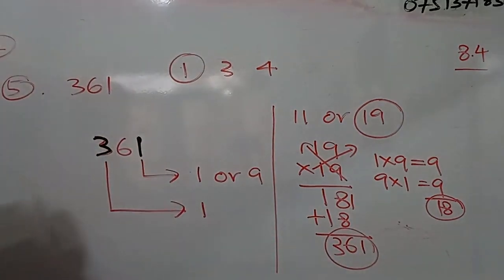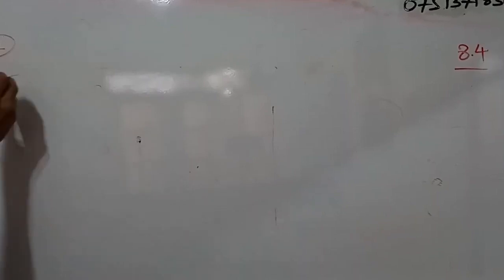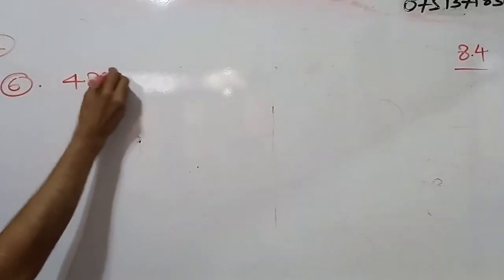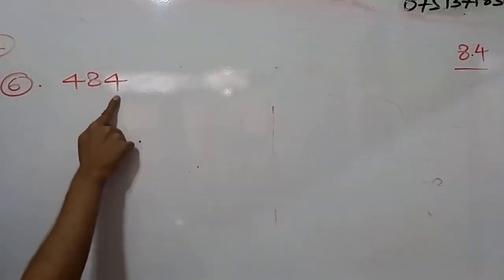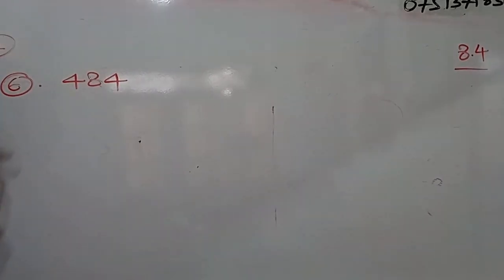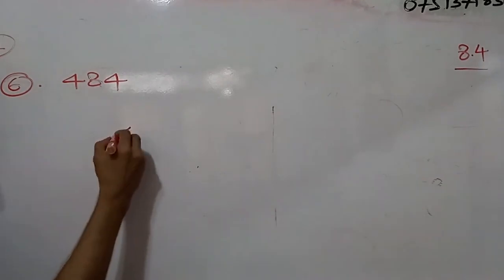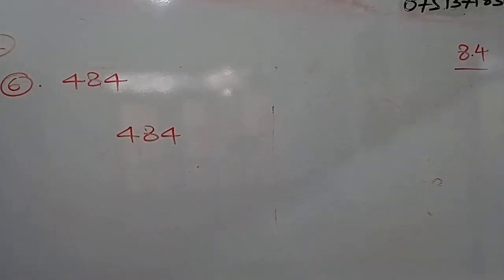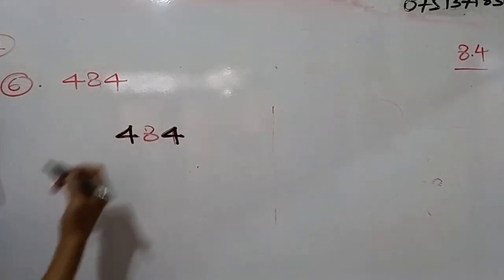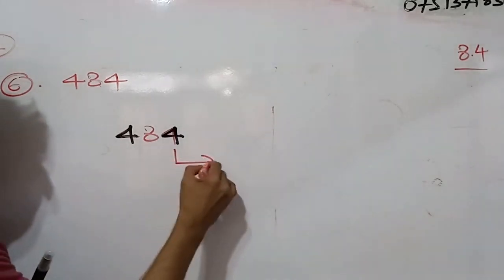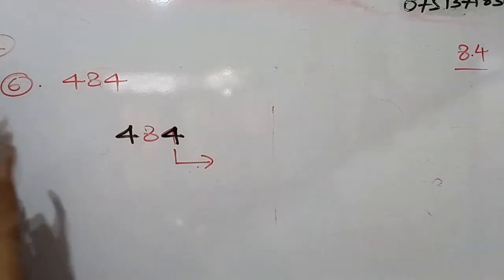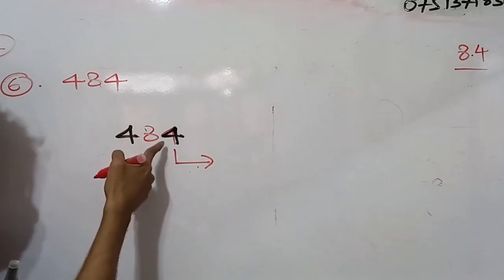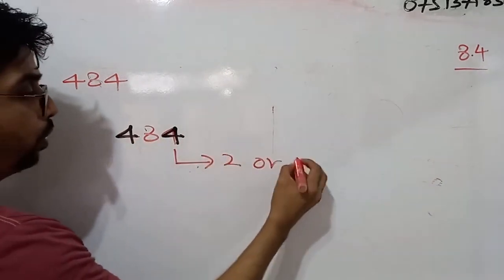And what is the square root? 19. So the next number we have is 484. The digit on the ones place is 4, no? That means this can be a perfect square, right? So we will write down the number again, which is 484. So these are the two digits that we need to consider. So this is 4, no? In the square root, the ones place can be, since this is 4, 2 or 8.